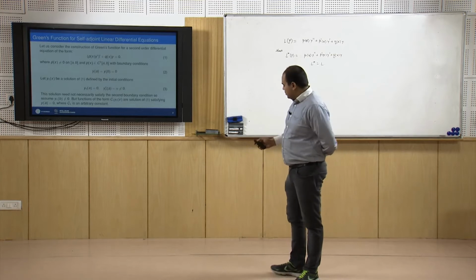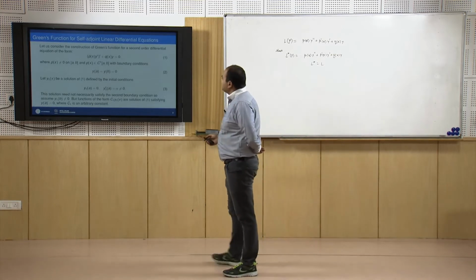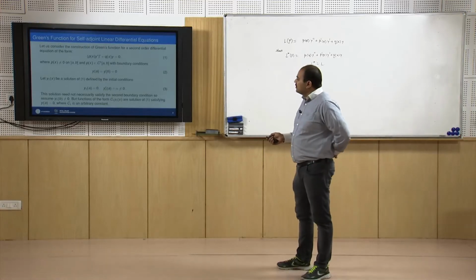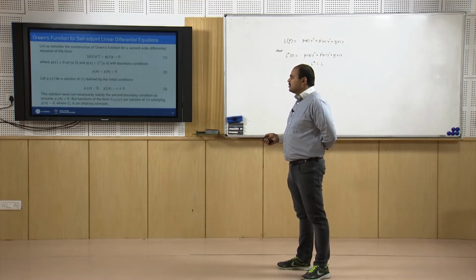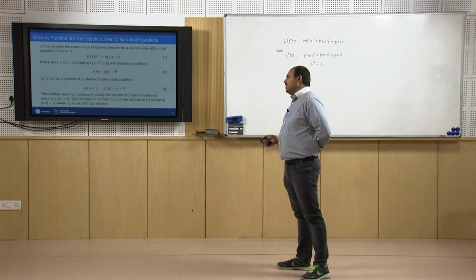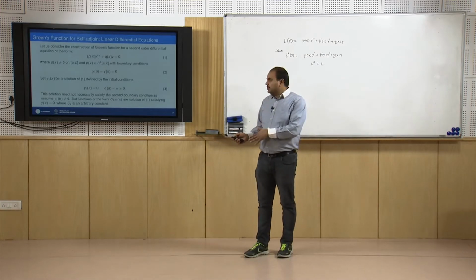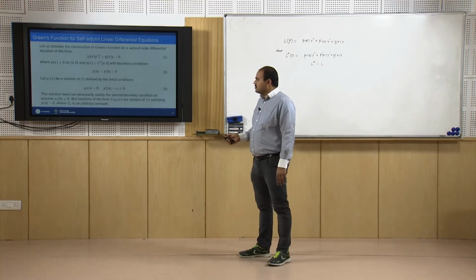Now, to begin with, let us take a solution y1(x), defined by the initial conditions y1(a) = 0 and y1'(a) equal to some non-zero constant alpha. If the coefficients are continuous functions, then by the existence and uniqueness theorem for initial value problems, we can make sure that such a solution exists. So we take one solution y1 which satisfies y1(a) = 0 and y1'(a) is not equal to 0.